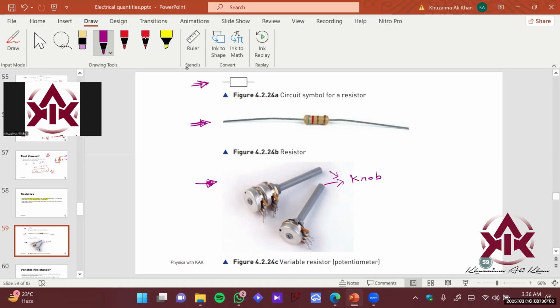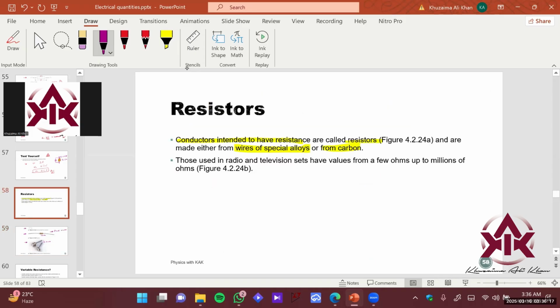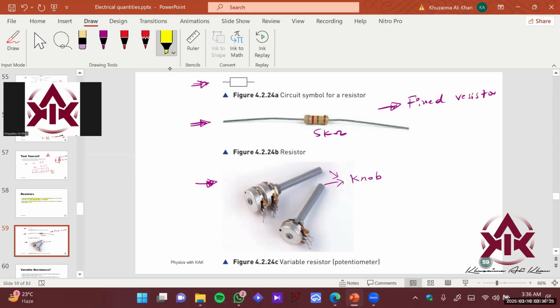These are called fixed resistors. Let's say if this resistor is 5 kilo ohms, it is going to be offering 5 kilo ohms continuously throughout its life. Those used in radio and television sets have values from a few ohms to millions of ohms. These are the range of resistors which is available in the industry.